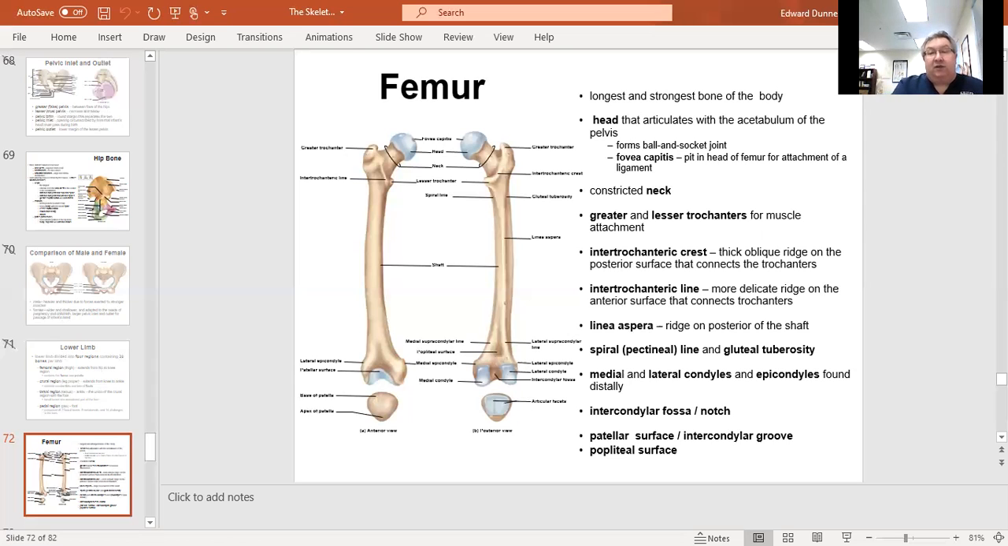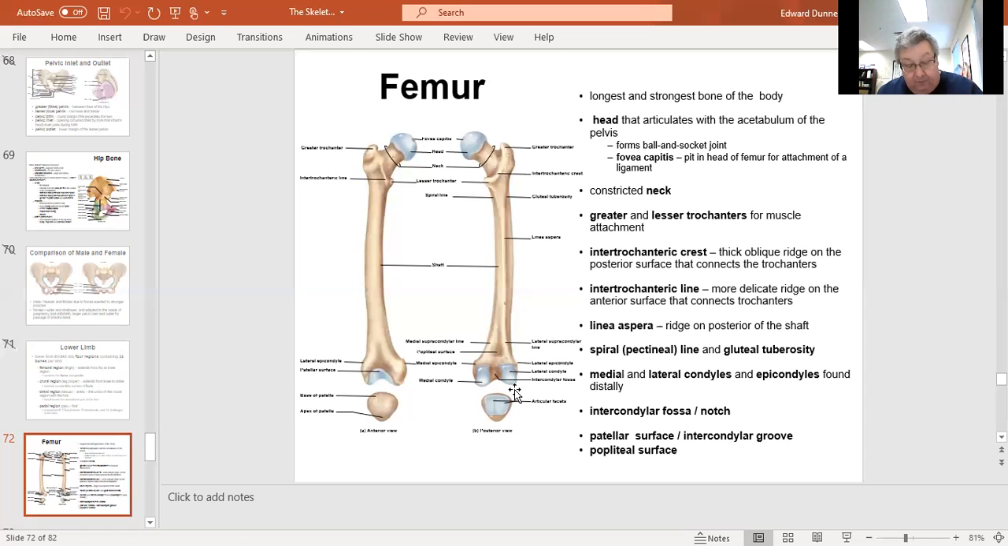On the posterior portion of the femur is the linea aspera. It's a ridge on the posterior portion of the femur. On the distal portion of the femur, there are medial and lateral condyles. That is this off-color area of the bone, and right above the condyles are medial and lateral epicondyles. Between the condyles is an intercondylar ridge, and on the front side there is a patella surface to allow for the patella to move smoothly.